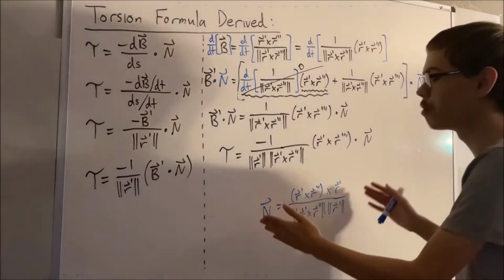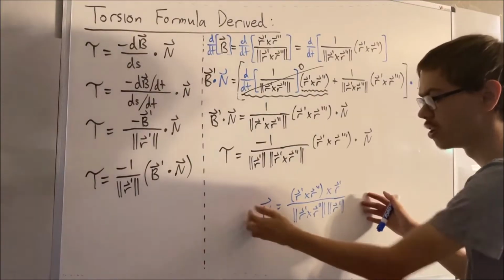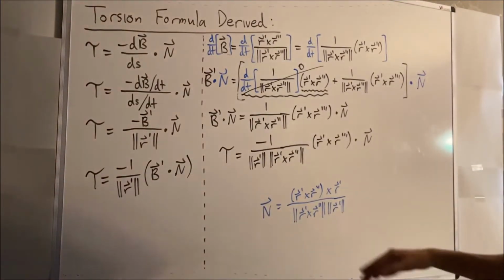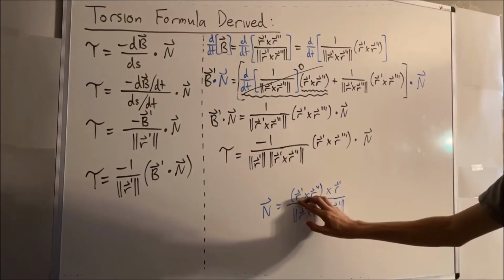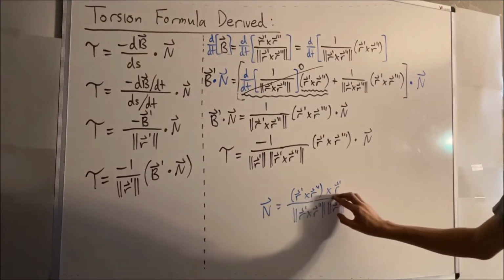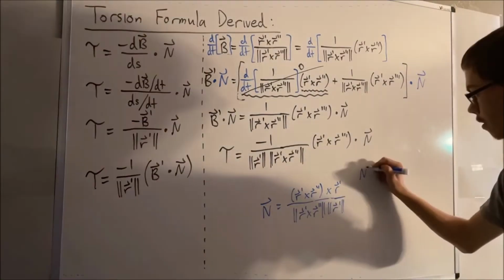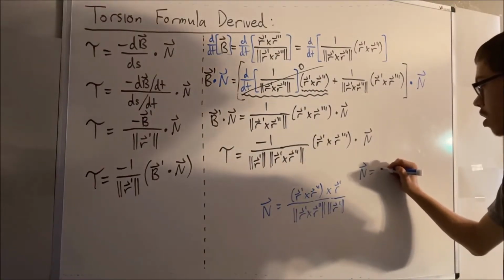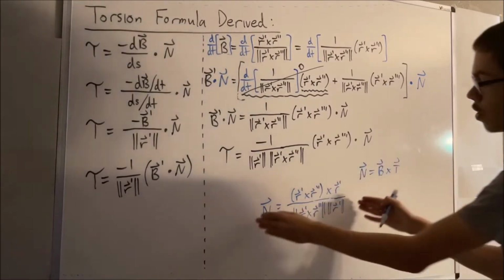Now, if you don't know where this comes from, I actually did make a video showing why this is true, but really all this is doing is taking the unit binormal vector and crossing it with the unit tangent vector, as you can see. That's really all this is saying, because the unit normal vector is the cross product of the unit binormal vector and the unit tangent vector, which is really where this comes from.